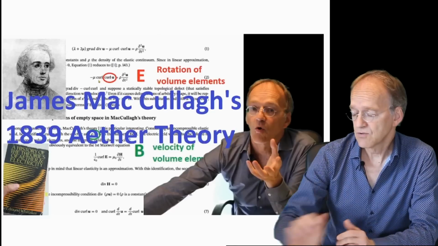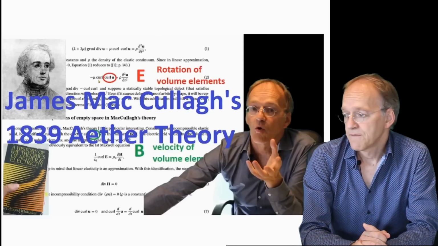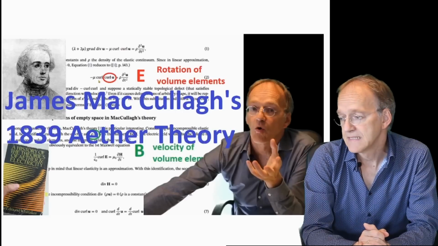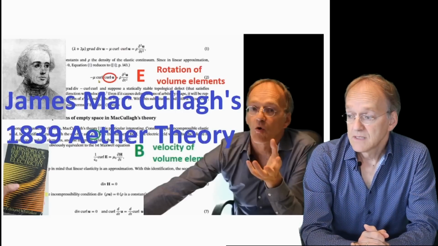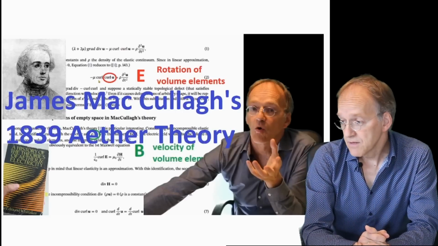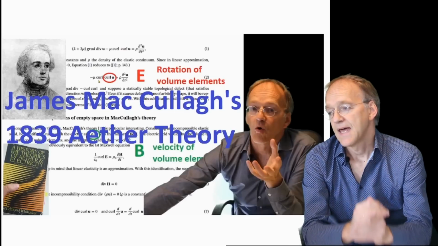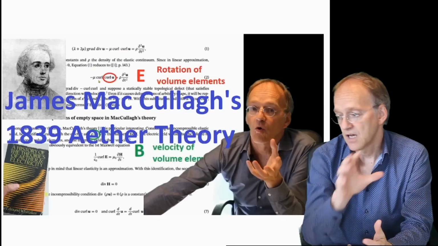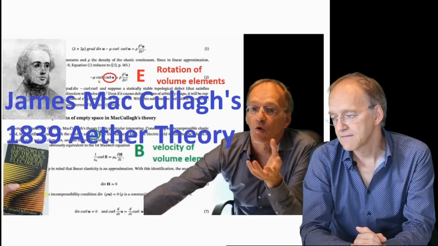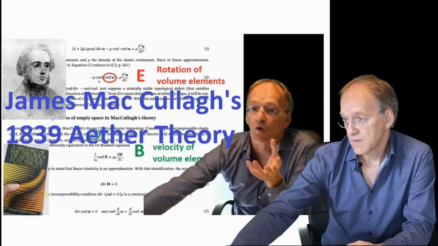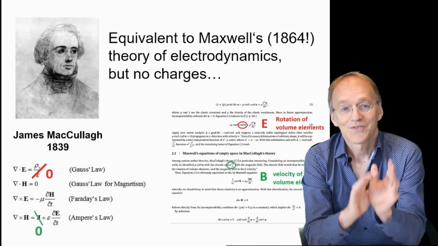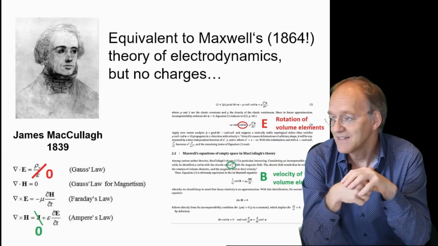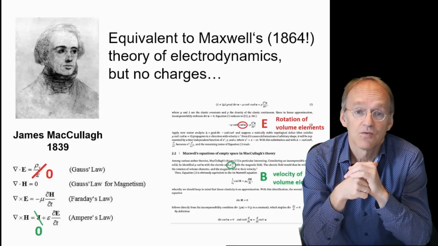And the most interesting ether theory of the 19th century, you might want to watch this video about it, is in my view Cullagh's theory of the incompressible ether, and he had the idea that the rotation of volume elements corresponds to the electric field and the velocity of these volume elements to the magnetic field. And the very interesting consequence is that it works perfectly. You obtain Maxwell's equations by pure vector analysis. The only problem is you have no charges.